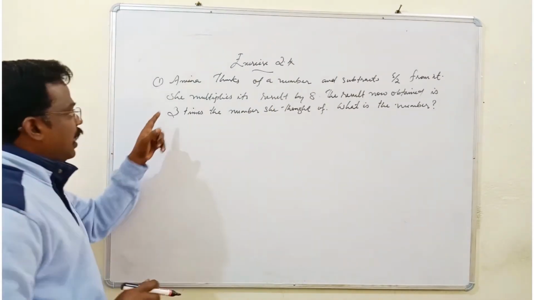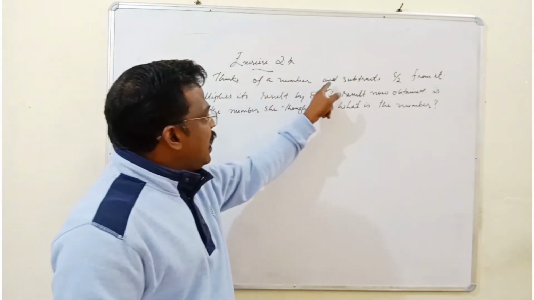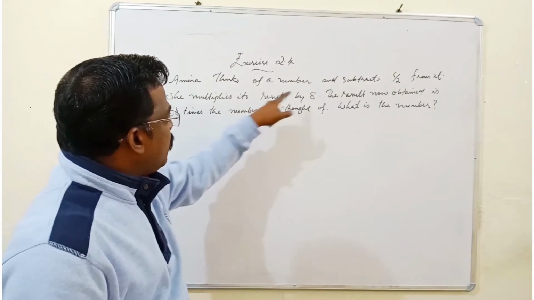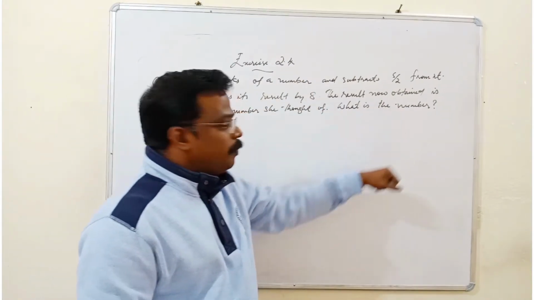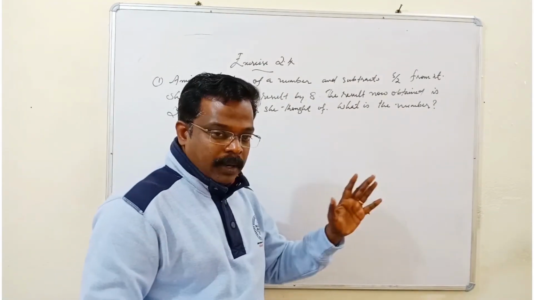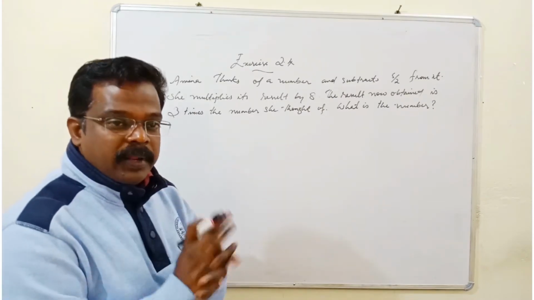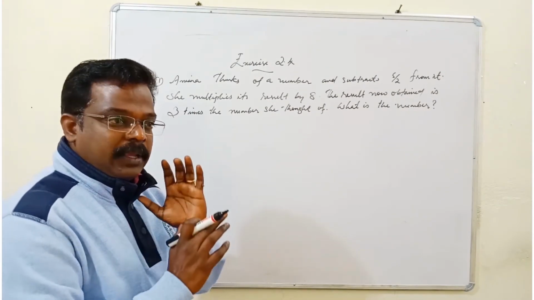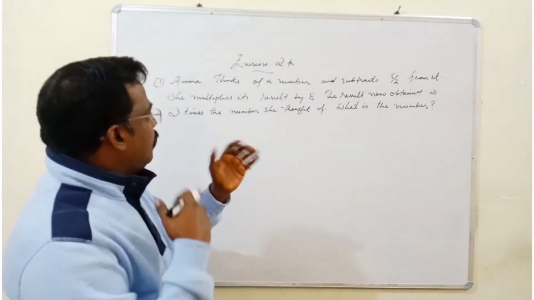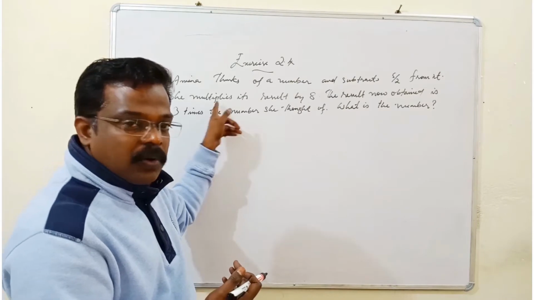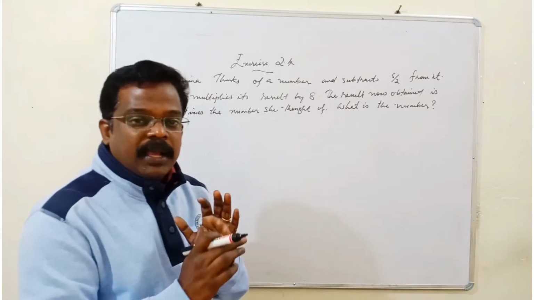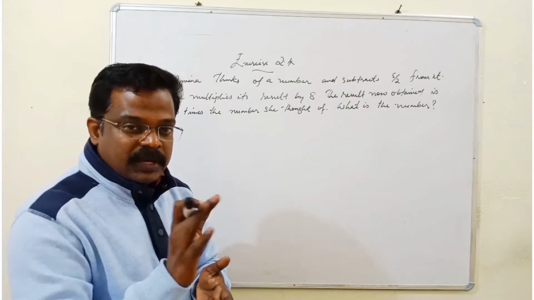See the first question. Amina thinks of a number and subtracts 5 by 2 from it. She multiplies the result by 8. The result now obtained is 3 times the number she thought of. What is the number? Here, Amina is thinking about a number, and after that she subtracted 5 by 2 from that number. Then she multiplied the result by 8. And the result she got is 3 times the number she thought of. Then what is the number?